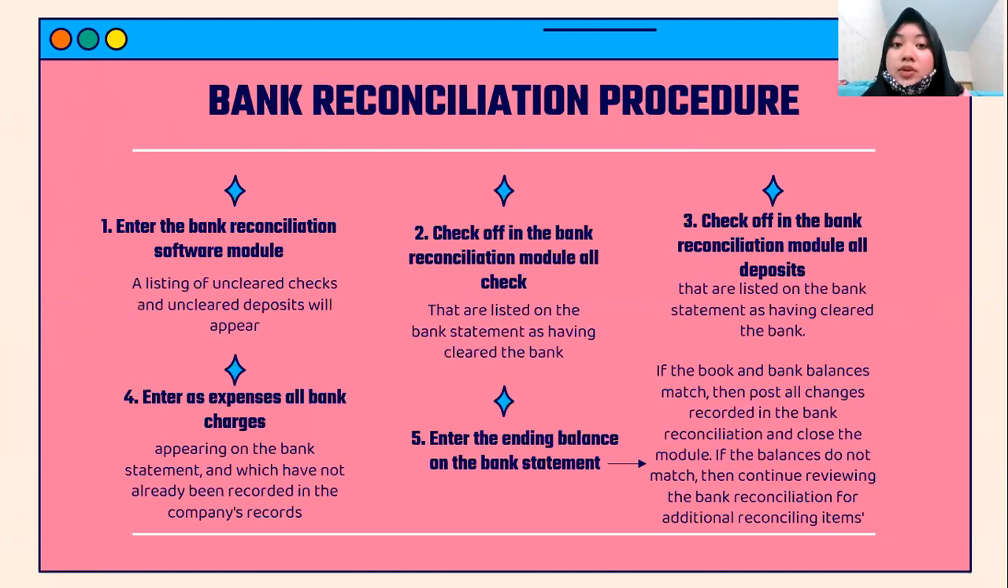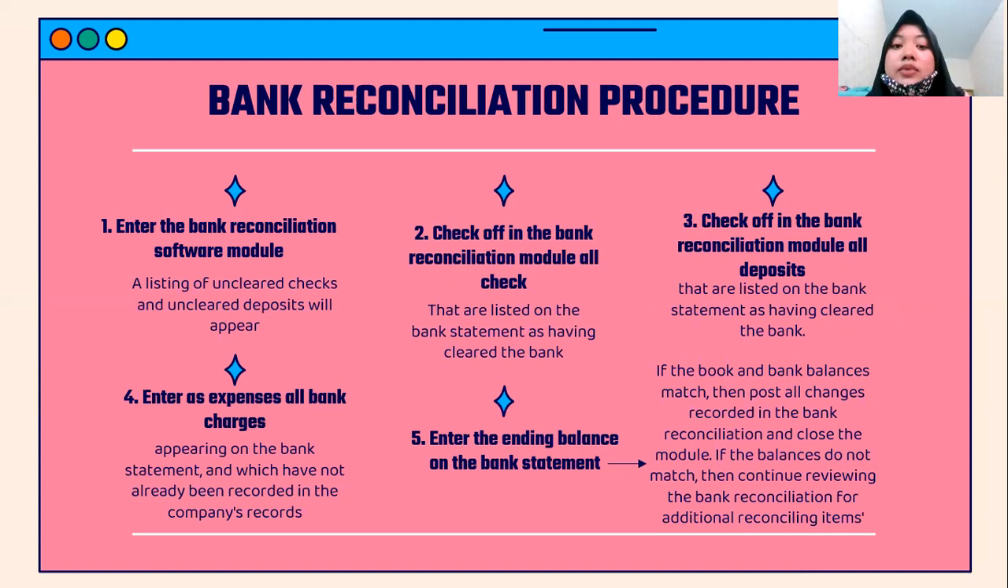The third is procedure. The first is enter the bank reconciliation software module, then check off in the bank reconciliation module all checks, then check off in the bank reconciliation module all deposits. The fourth is enter as expenses all bank charges, and the last is enter the ending balances on the bank statement. The first is a listing of uncleared checks and uncleared deposits will appear.